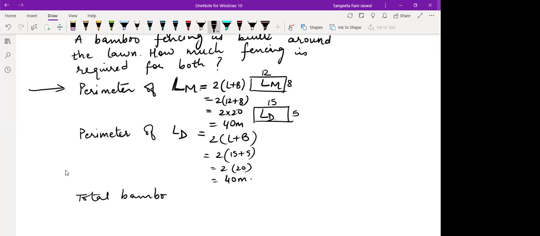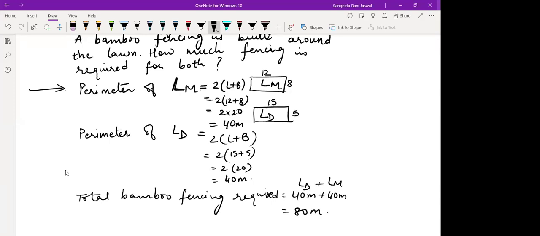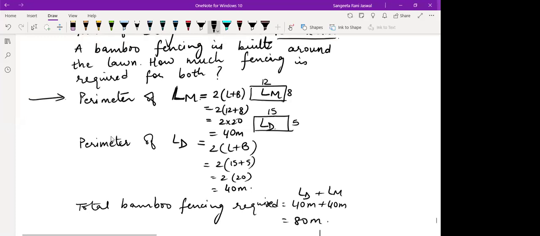Yes, we are asked to find the fencing, no? Total bamboo fencing required is equal to 40 meter plus 40 meter. Right? This is Dolly's lawn plus Molly's lawn. So that is 80 meters. Right, children? Yes, ma'am. Good.